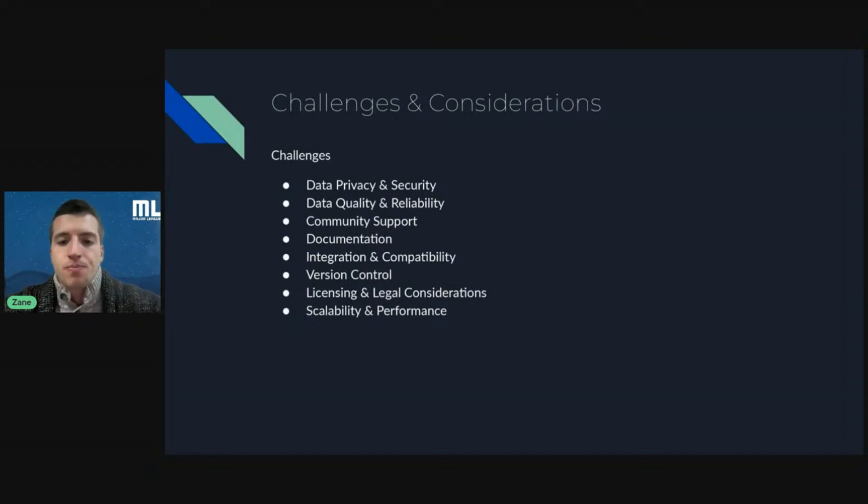Version control. Managing different versions of software and libraries can be complex. Keeping tools up to date and managing dependencies requires careful attention. There's licensing and legal considerations, especially, again, more for open source type stuff. Scalability and performance.